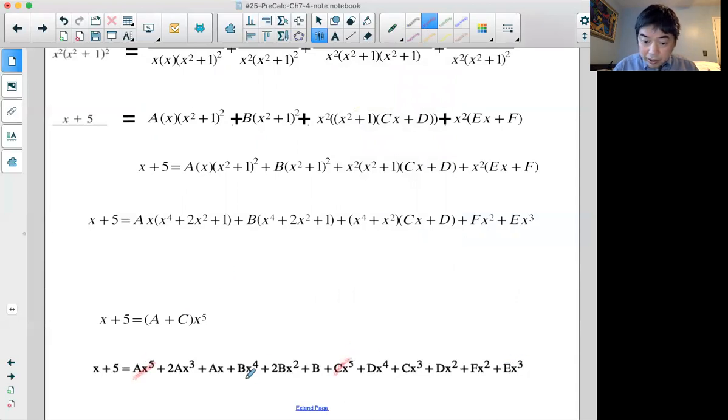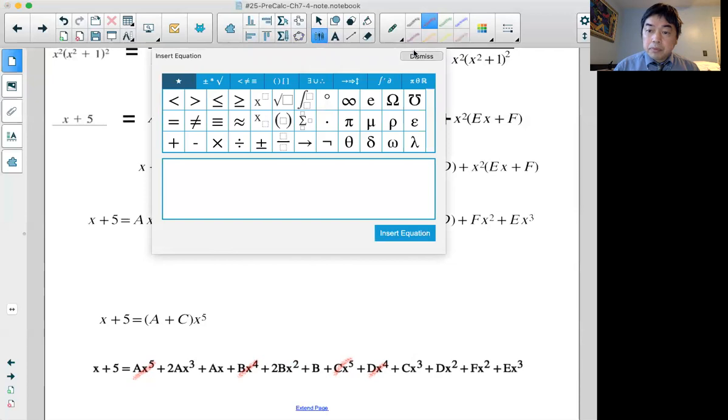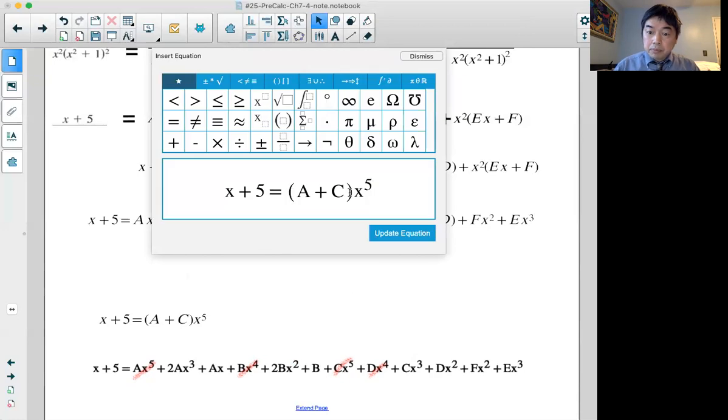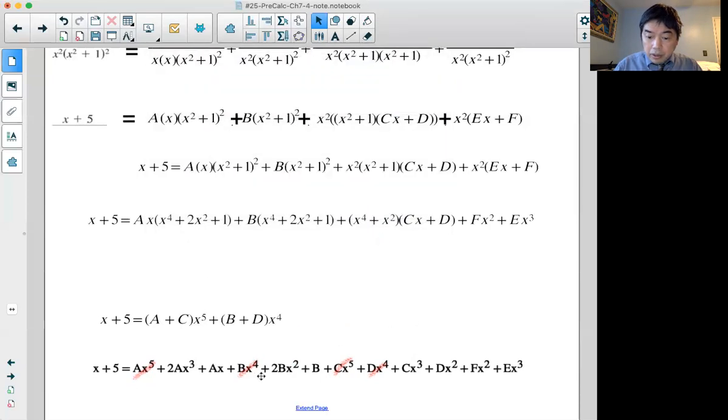Anything else? Now, next one is fourth power. So this is the fourth power. This is the fourth power. So b plus d, those are fourth powers. d plus c, I'm sorry, d plus b. So I will go here, plus (b plus d) x to the fourth power. Okay, so we took care of those.